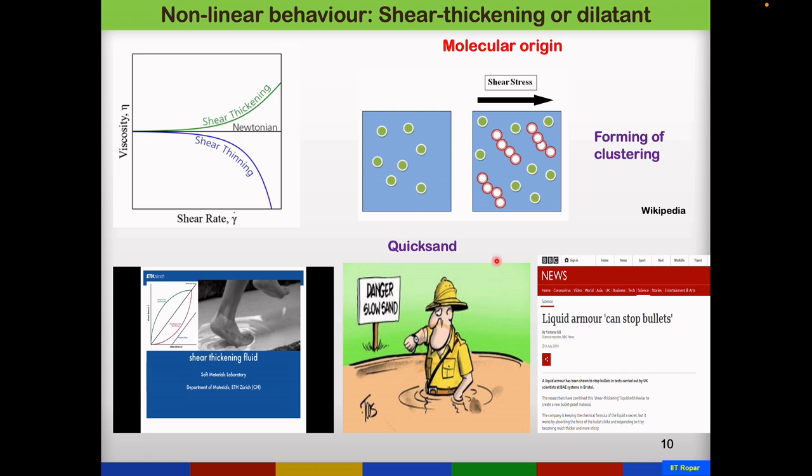And by considering this behavior of shear thickening fluids, people are doing a lot of research to make liquid armor to stop bullets, because when a bullet hits a jacket which is made out of shear thickening fluids, the viscosity will be drastically increased, which will actually stop the bullet and not allow it to pass through. Okay, so that's why a lot of research is happening on how to utilize these shear thickening fluids to make liquid armor.